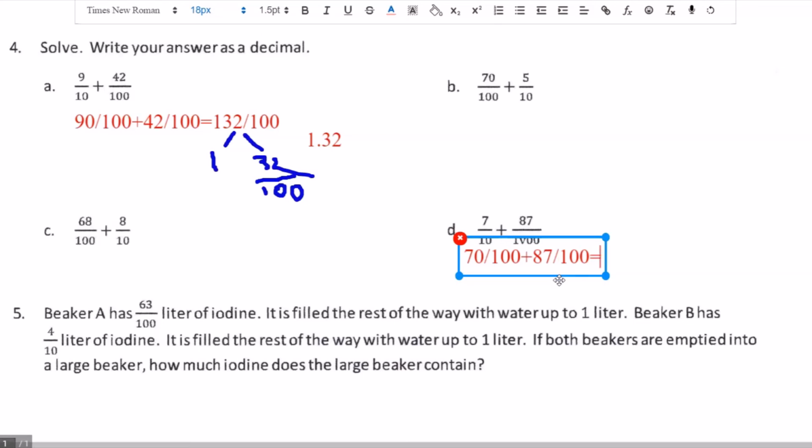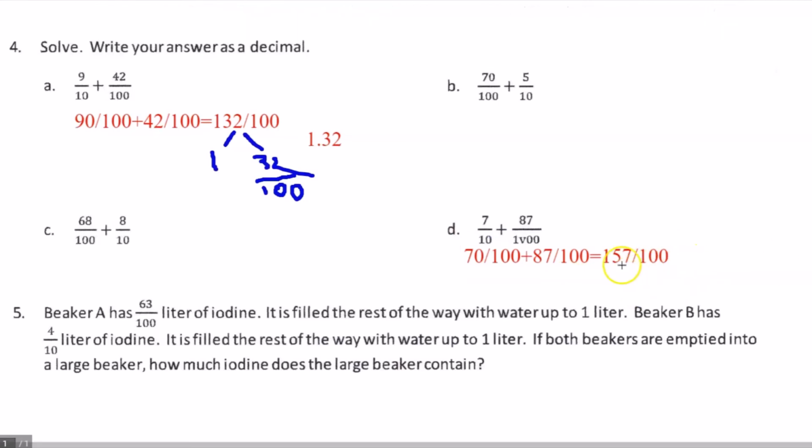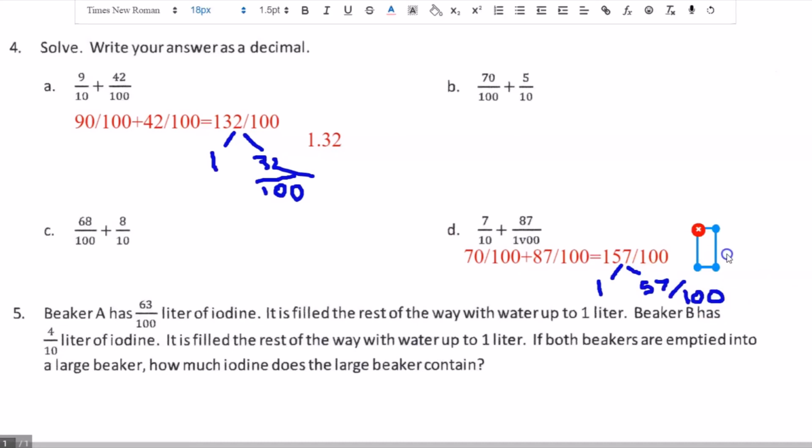70 plus 87 is 157 over 100, 157 hundredths. And if we do the number bond, I have 100 over 100 is 1, and 57 hundredths left over. And let's use a text box to show that decimal, 1.57 or 1 and 57 hundredths.